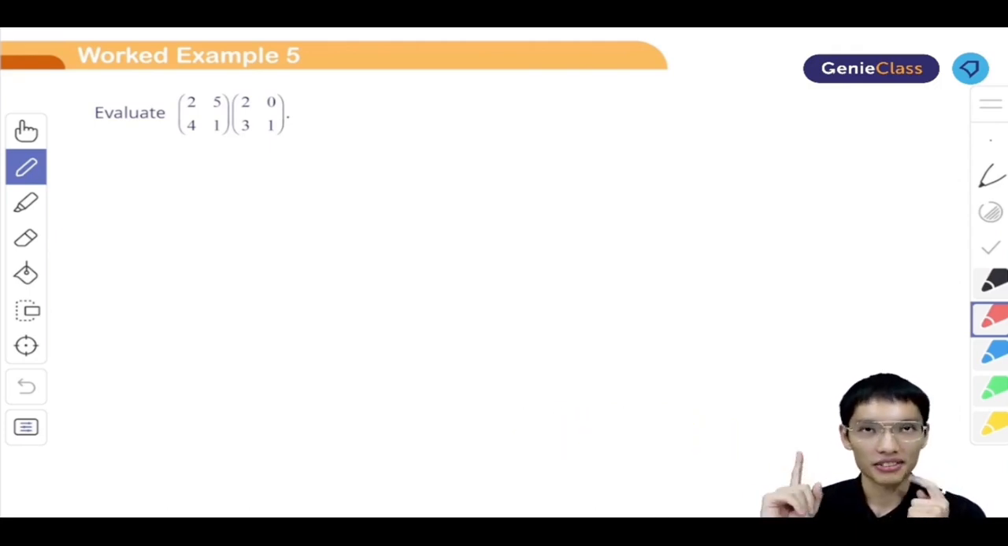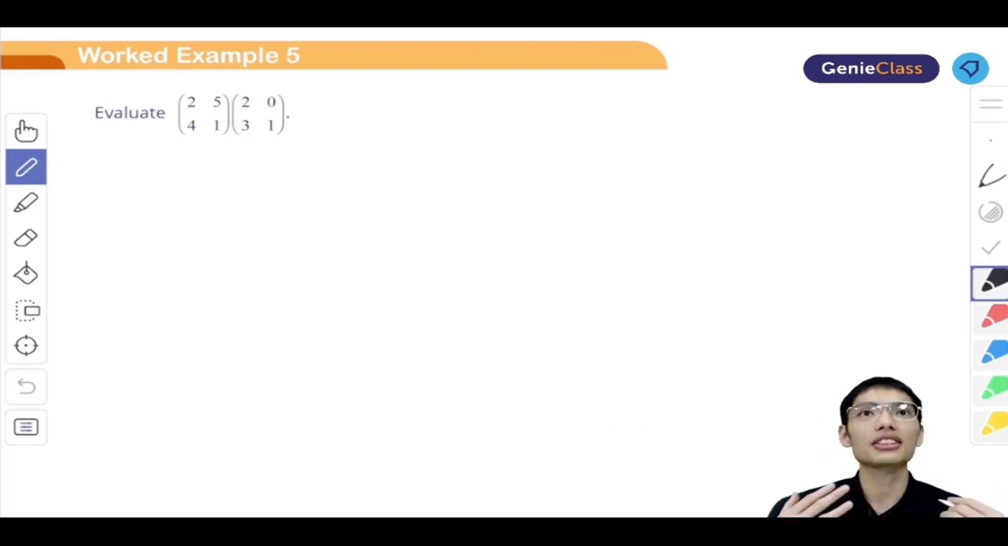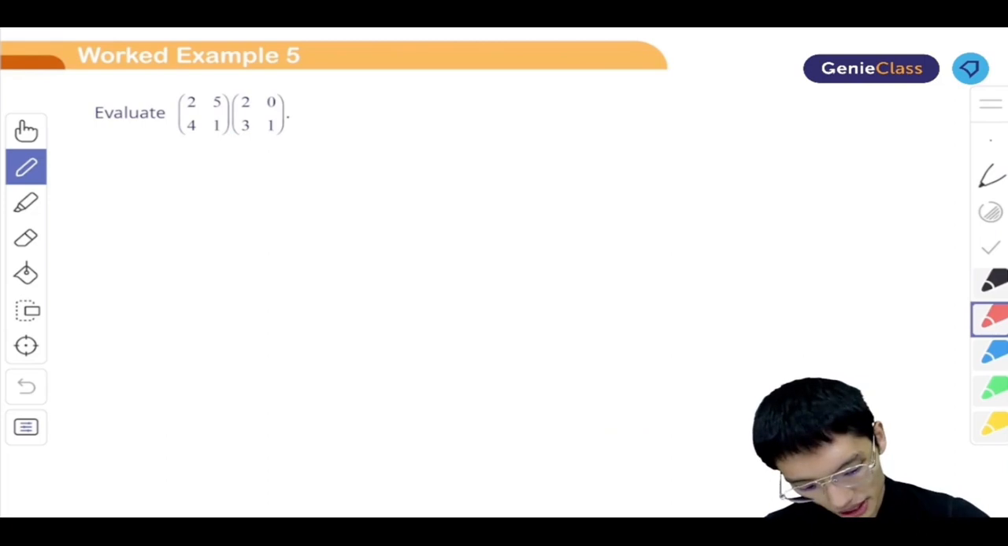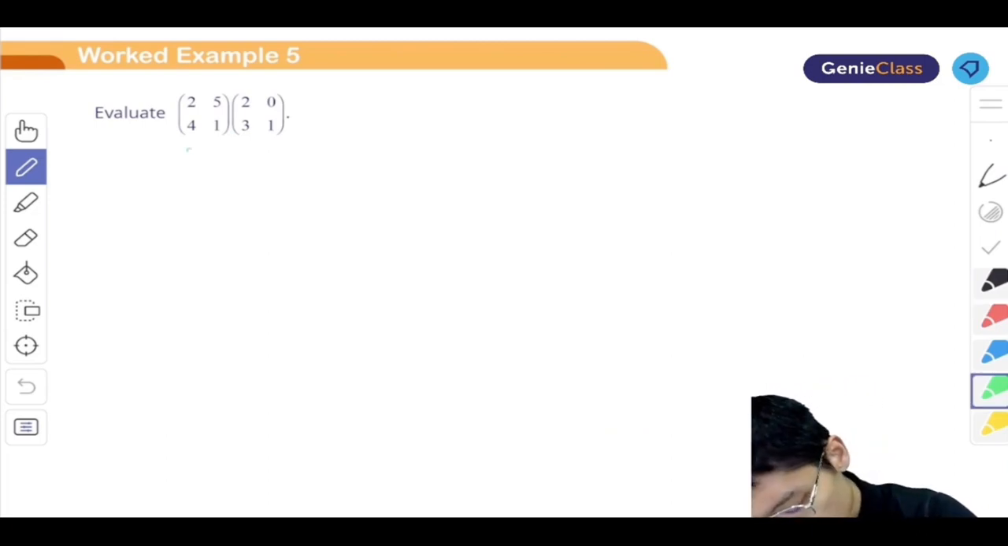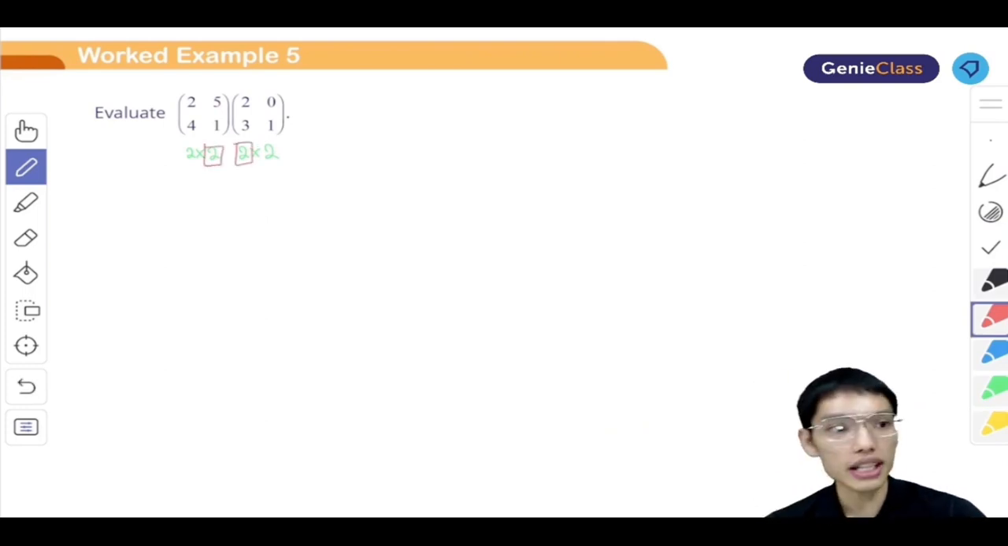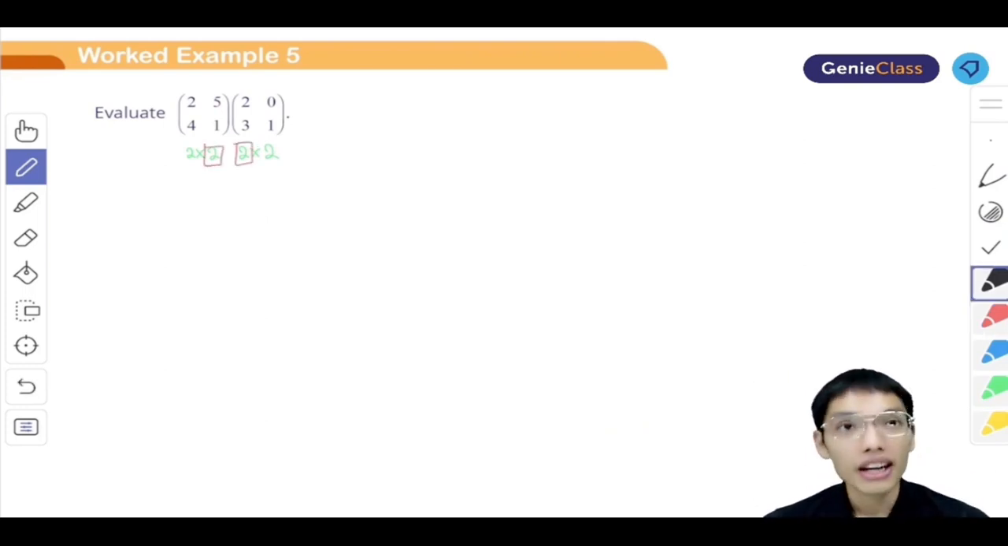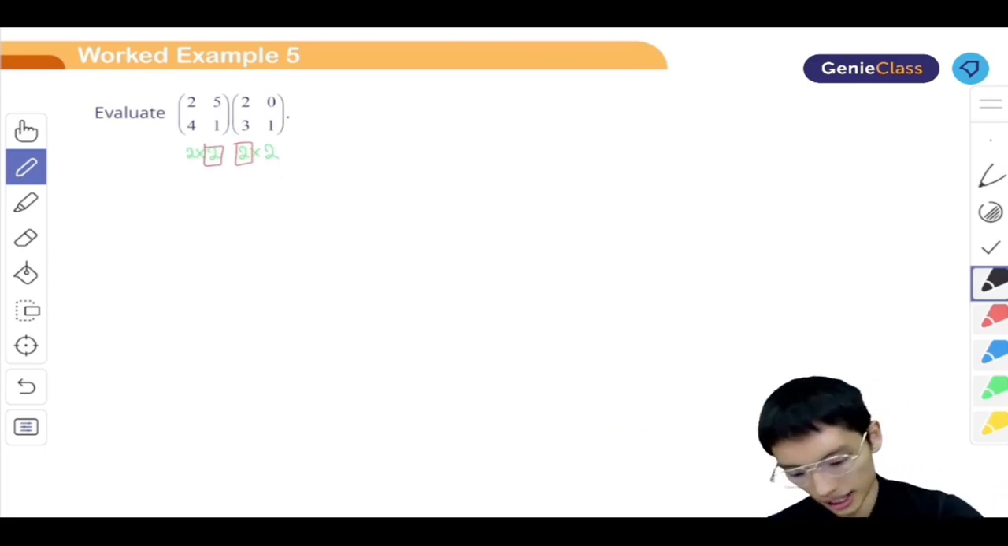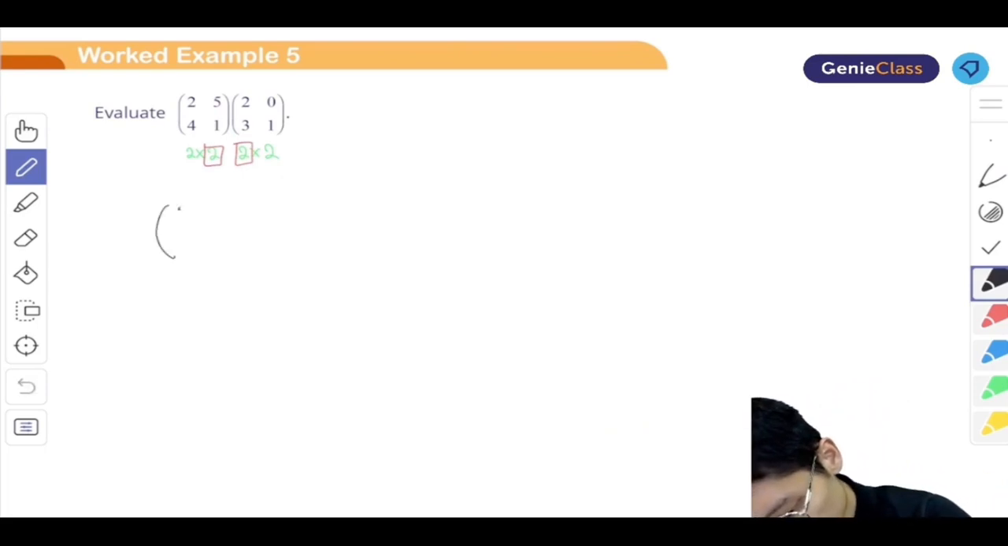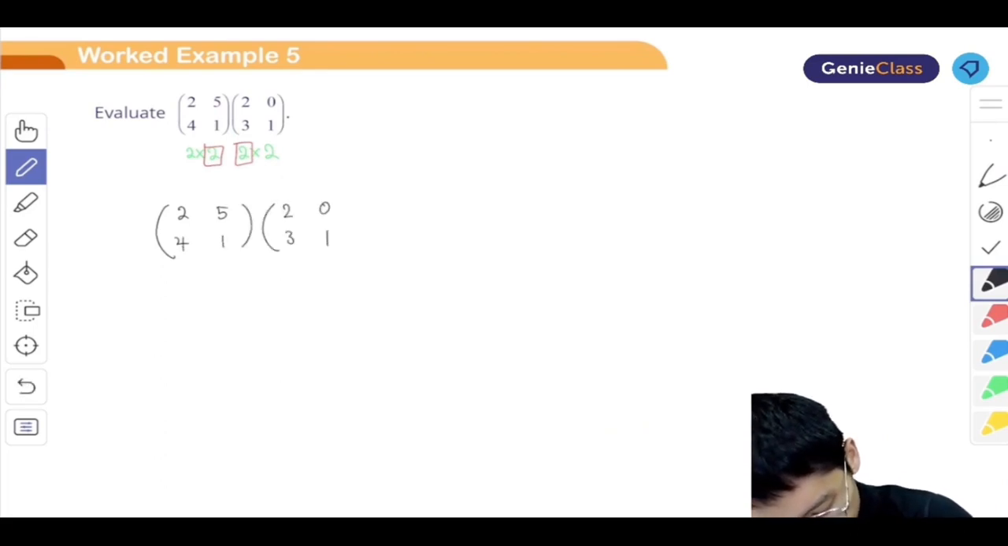Very important. First things first, always remember what's the order you should get. If it's 2 by 2 and 2 by 2, very good, you are going to get a 2 by 2 matrix. Second thing, once you know the order, write it down. So the final order you're going to get is 2 by 2. So 2, 5, 4, 1, 2, 0, 3, 1.